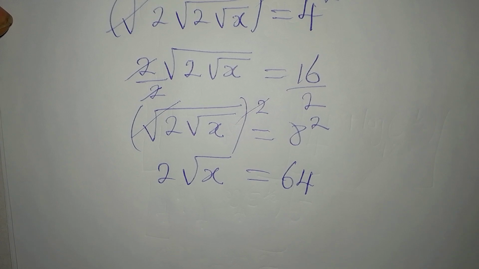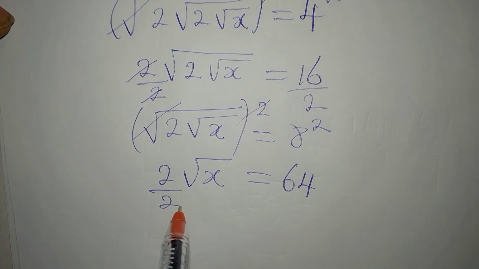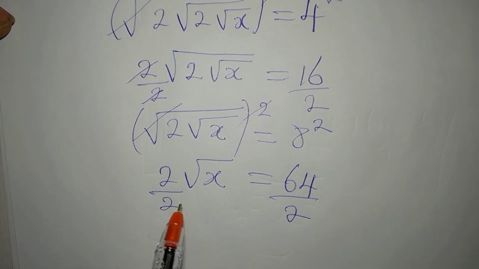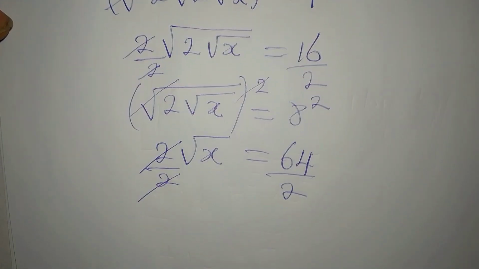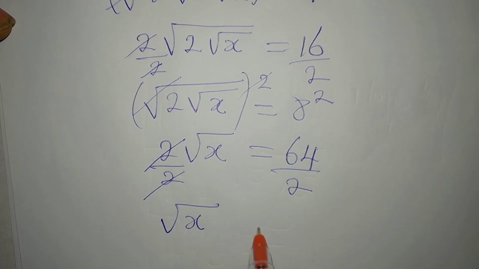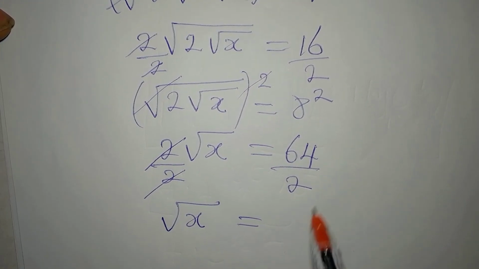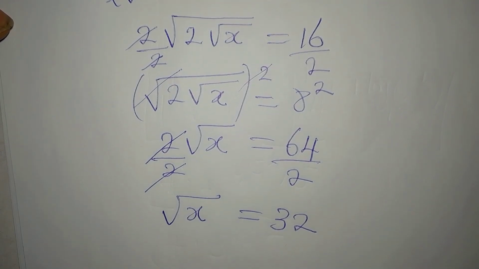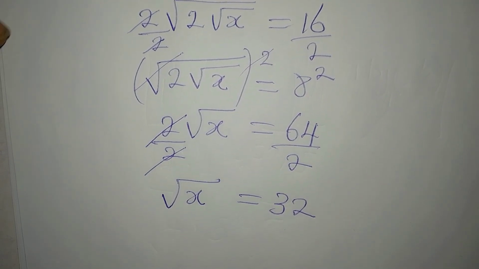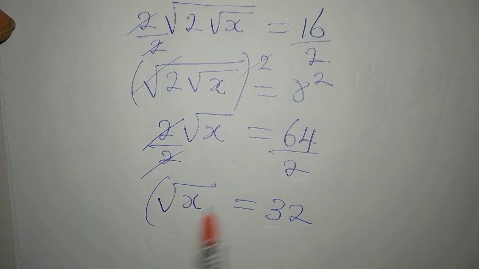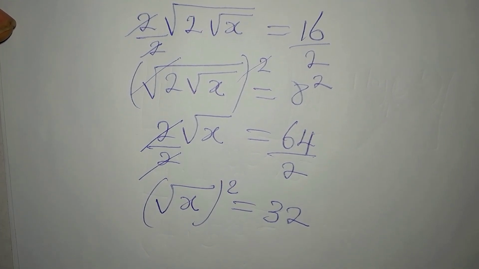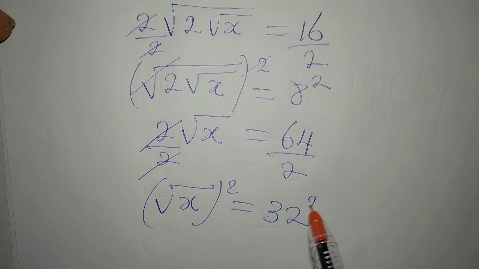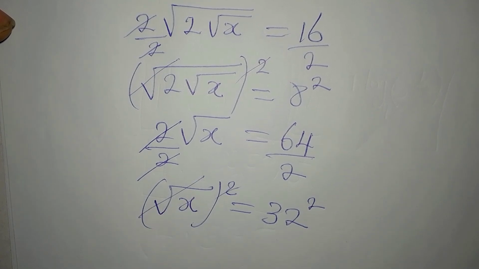So what again can I do? Divide by 2, divide by 2, so that this will go there, and then square root of x will now give us 64 divided by 2 will give us 32, right? Good. So the next thing again that we'll do is to square both sides, so that this square root can go. Then this will be squared. Now this will go with this, right?